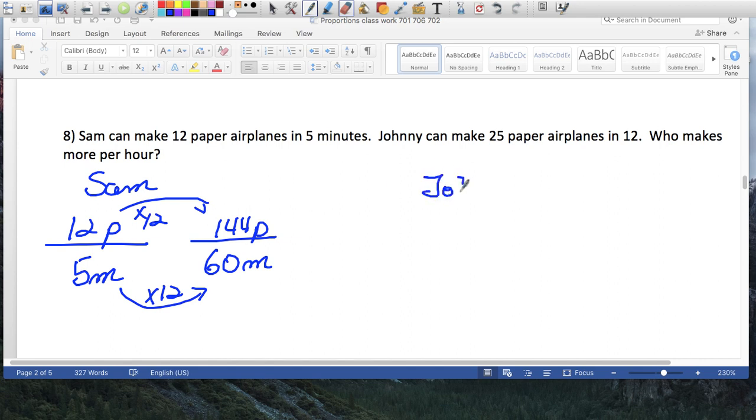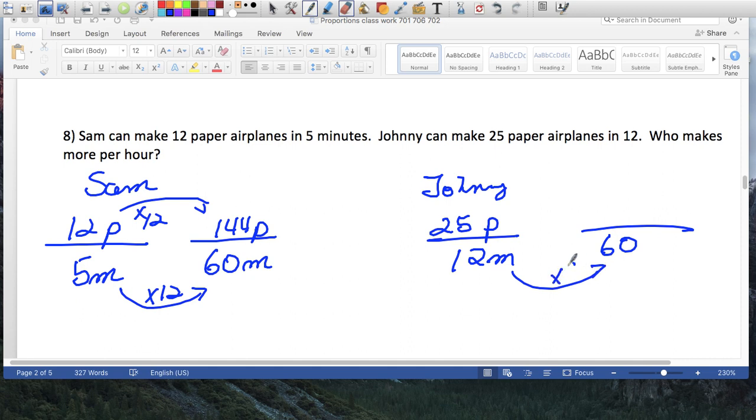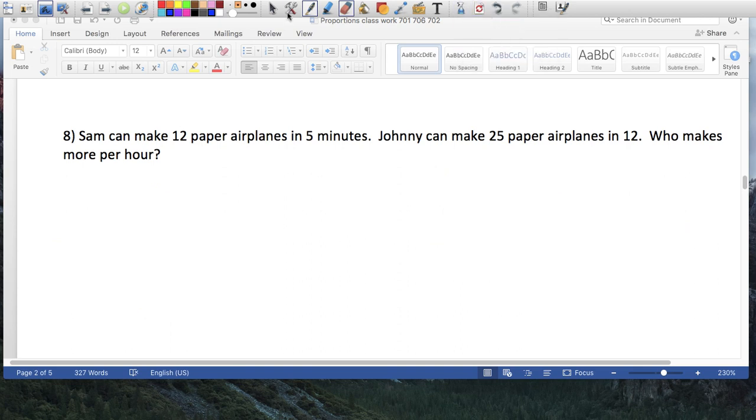Johnny, let's see. He makes 25 paper airplanes in 12 minutes. Okay, so again, an hour is 60 minutes, so this would be a times 5 relationship, and times 5. And Johnny makes 25 times 5, which is 125 paper airplanes in 1 hour. And who makes more? Well, you can clearly tell that in 1 hour, Sam makes 144, which is greater than 125, by 19 airplanes.